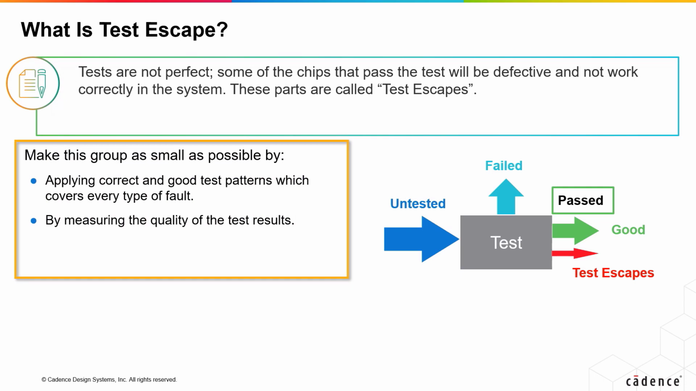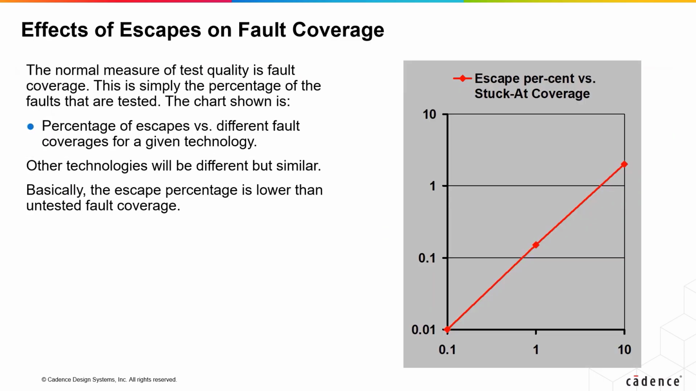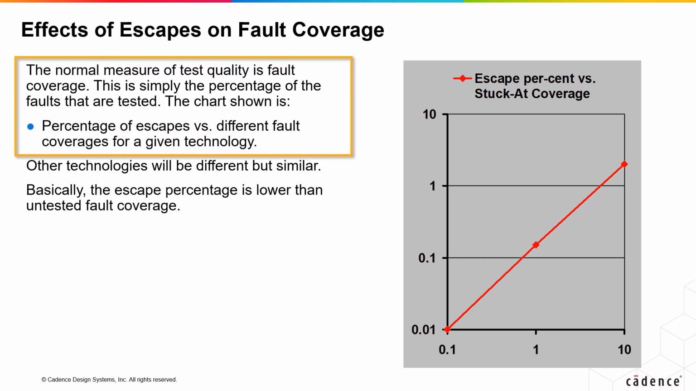So, how good are the test patterns? How do we measure the quality of the test results? The normal measure of test quality is the fault coverage. This is simply the percentage of the faults that are tested. But what does this really tell us? If the calculated fault coverage is 99%, does this imply that 1% of defects will not be detected, and 1% of the passed chips will be defective?